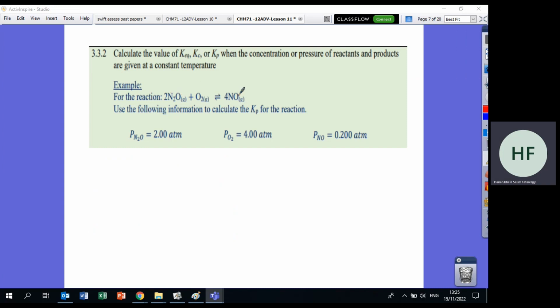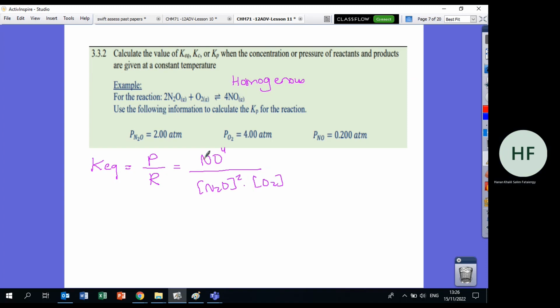Is this equilibrium homogeneous or heterogeneous? Now this one, all gases, this is homogeneous. When it is homogeneous, this means that nothing should be cancelled. Now Kp, or why do we say P? This is pressure, don't worry about it. You can say Keq is equal to products over reactants. What are the products? NO to the power 4 over reactants, N2O squared times O2.